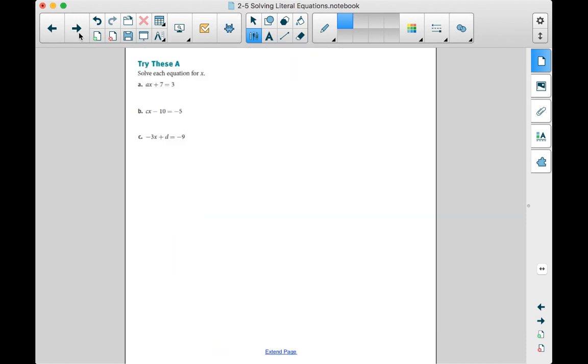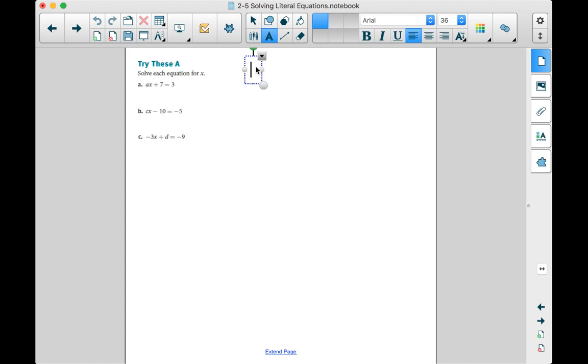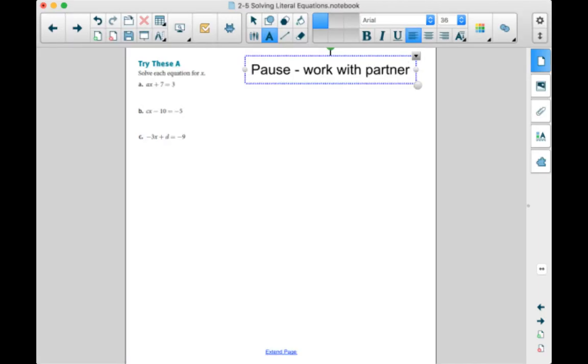Okay. So now I want you to go ahead and do the try these A. So hit pause right now. You can work with a partner. And you're going to solve for x, then you're going to push play, and you're going to check your answer. So go ahead right now and hit pause and work with a partner, and then when you push play, you will check your answer.